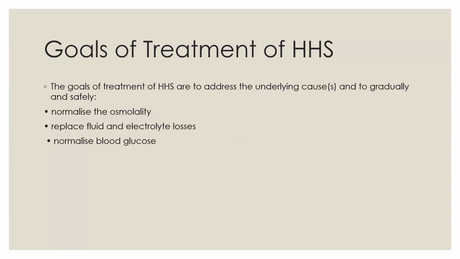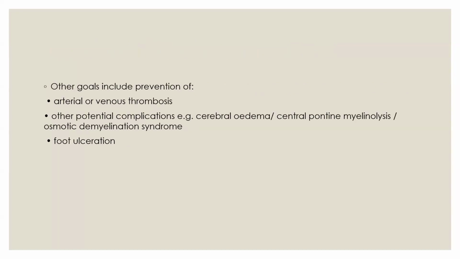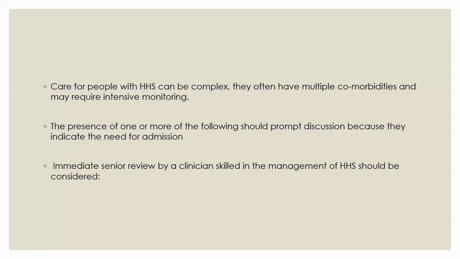Now, the goals of treatment of HHS. The goals of treatment are to address the underlying causes and to gradually and safely achieve the following. First, normalize the osmolality, then replace the fluid and electrolyte losses, and then normalize the blood glucose. The goals also include prevention of arterial or venous thrombosis and other potential complications like cerebral edema, central pontine myelinolysis, osmotic demyelination syndrome, and foot ulceration.